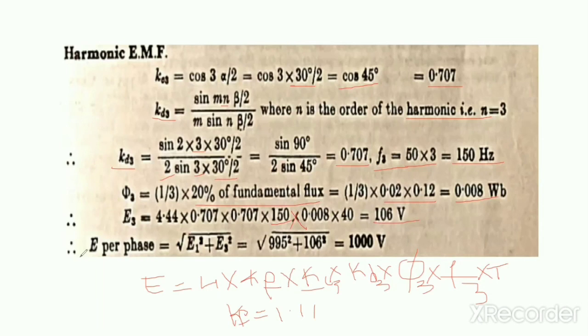Therefore we are calculating the E per phase. That will be equal to the square root of E1 square plus E3 square. In the previous case we obtained the voltage, that is 995 square plus 106 square. Then we obtain the voltage is equal to 1000 volts. Okay, clear?